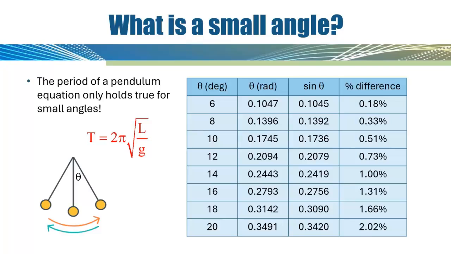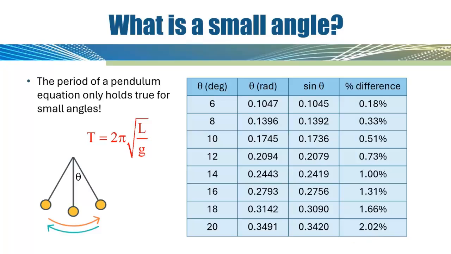So let's look at the chart and let's look at 14 degrees. If we pulled the pendulum bob off to the side 14 degrees, we would end up with a theta in radians of 0.2443. And then sine of that value is 0.2419. So already with 4 decimal places, we can see there's a difference in values. That turned out to be a 1% difference, or a 1% error. And if we move up to 20 degrees, you can see that we're already at a 2% error.